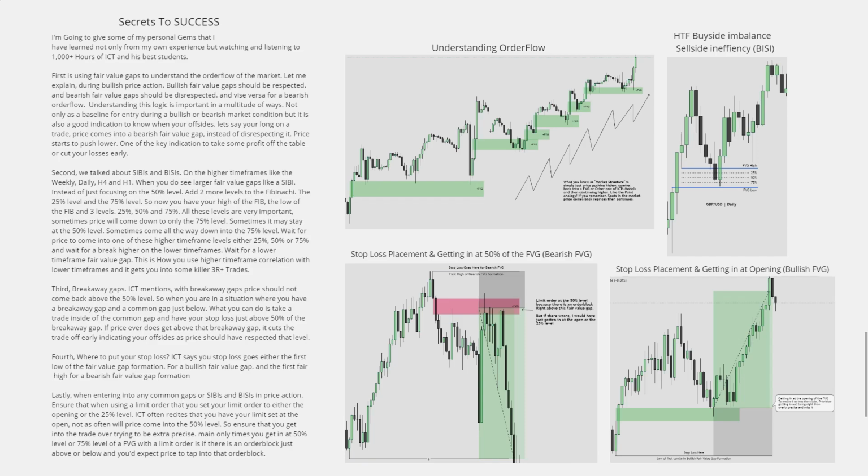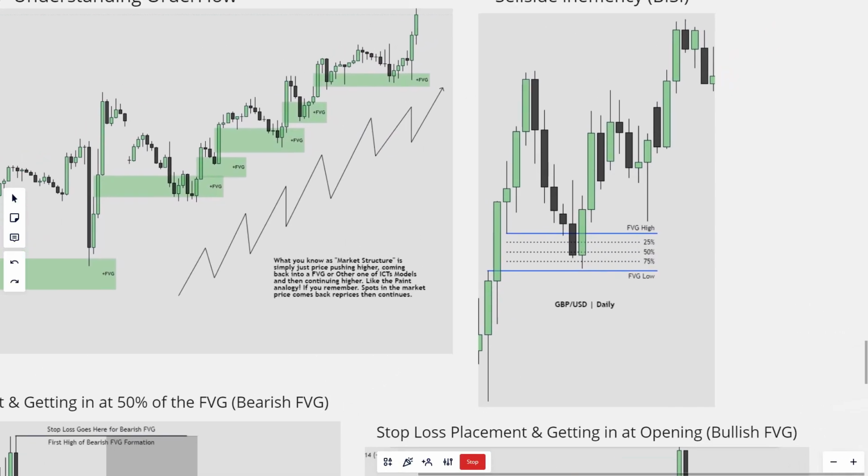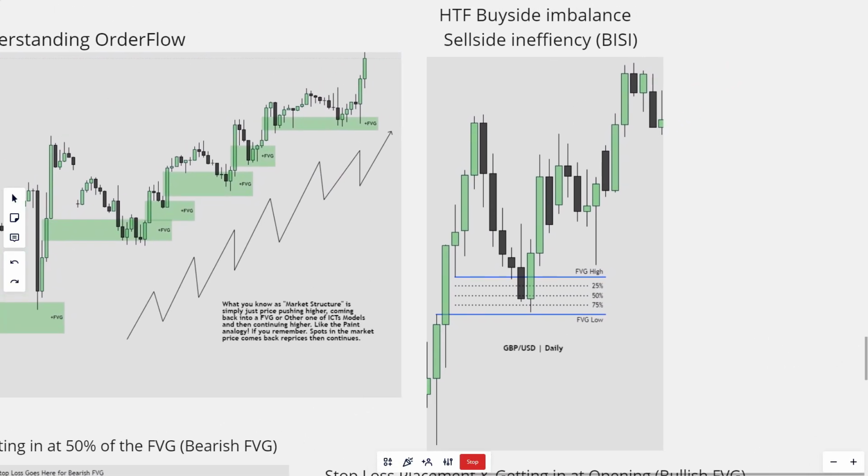It gets you some killer overall trades. When dealing with higher time frame fair value gaps on the hourly and the daily, you want to mark them up like this. This is a daily fair value gap. We have the 25%, 50%, 75% level, and obviously the high and the low. We can go from the daily to the lower time frame. Let's say we're on the H1, price comes down into the 75% level. We see a breaker structure higher on the H1.